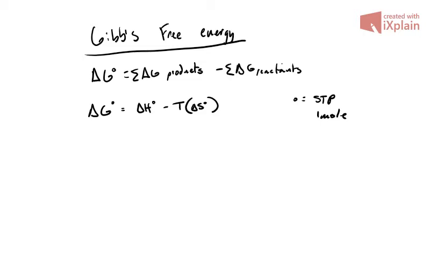Now, this Gibbs free energy tells us that if the delta G is less than 0, if it's a negative delta G, that means the event is spontaneous. We've heard this before, I'm sure. If delta G is less than 0, the event is spontaneous. That means it will happen without any outside forces pushing it in one direction or another.